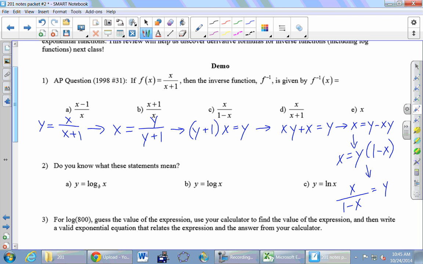And that's our answer. The last step is to maybe replace that y right there with what have we really found here? What is this? That's the inverse function. So let's call it f inverse of x.